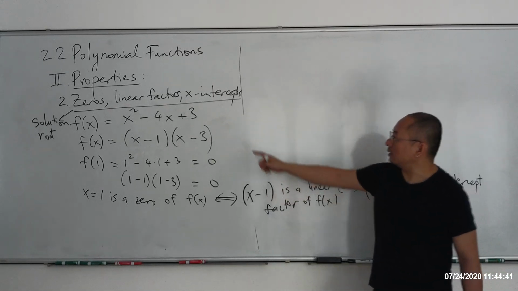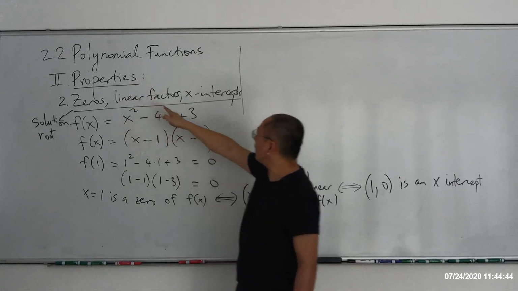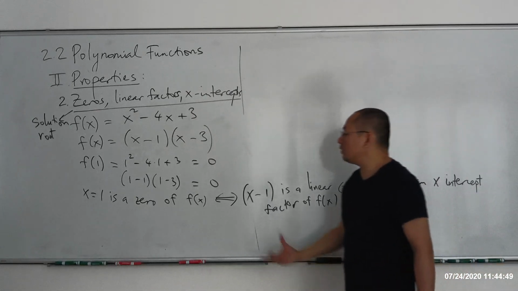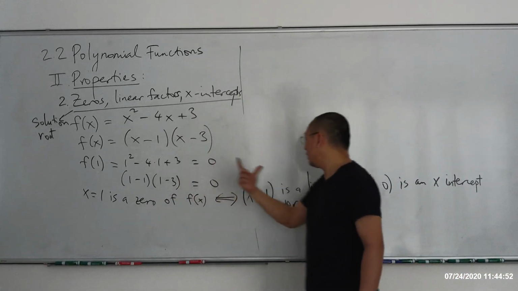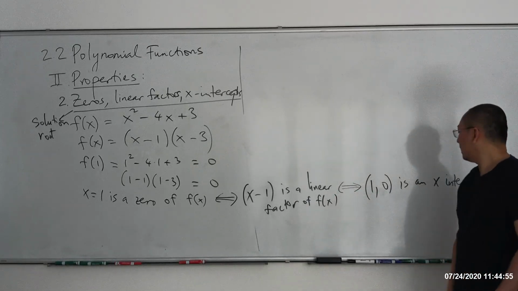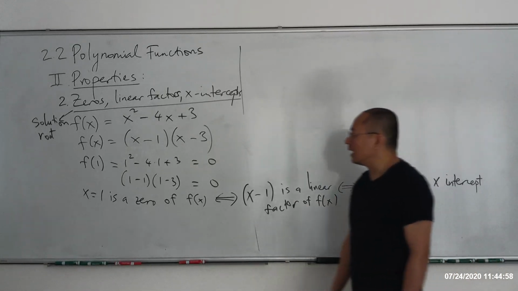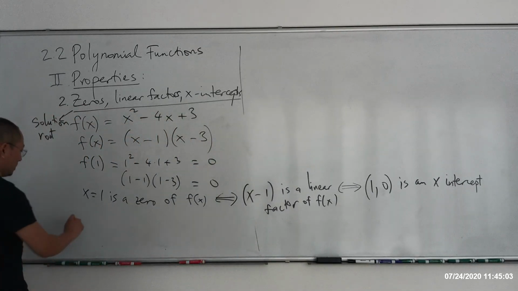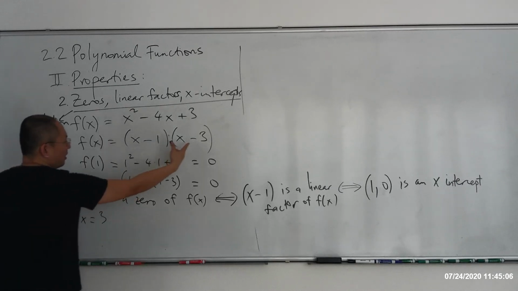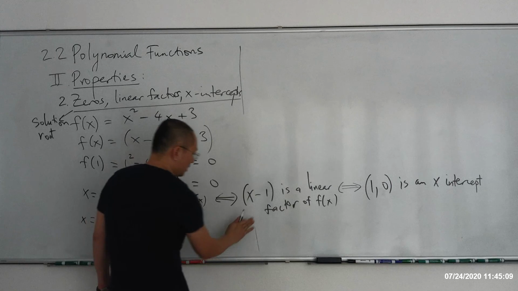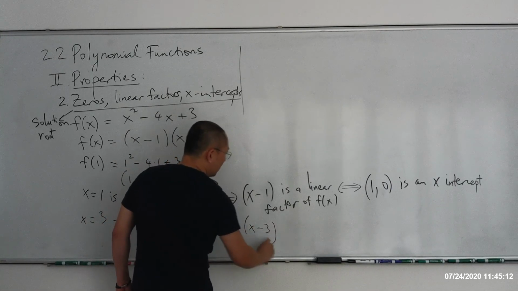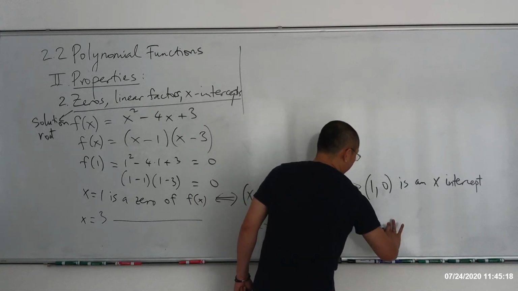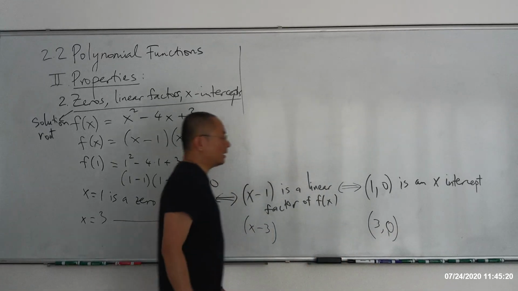So you guys see that those three things that we are learning right here, the zeros, the linear factors, and the x-intercept, they are equivalent to each other. In other words, if you know a zero of a polynomial, you'll notice it has a linear factor, you'll notice it has an x-intercept graphically. Okay? And similarly, this function does have another zero, which is x equal to 3. You see it right here. It's a zero for the polynomial. Equivalently, x minus 3 will be a linear factor, and (3, 0) will be the x-intercept.